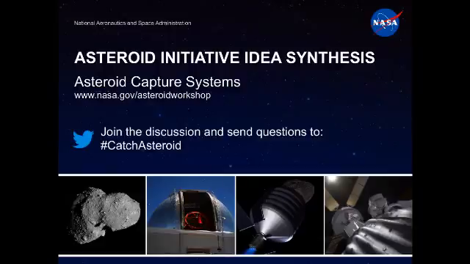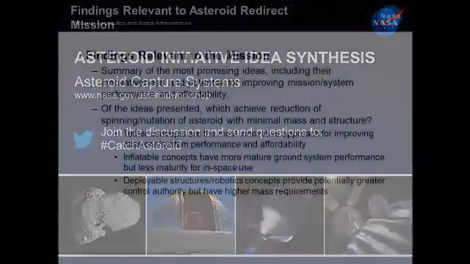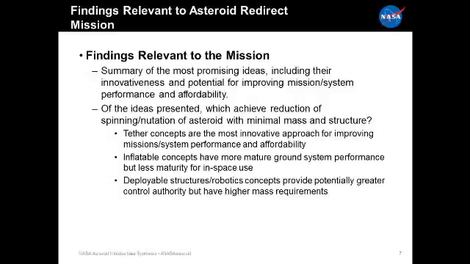I want to advance a couple of charts. All right, so the first chart is a summary of the most promising ideas, including their innovativeness and potential for improving the mission and system performance. From my review of the presentations, what I wanted to focus on were which concepts achieved the reduction of the spinning or nutation of the asteroid with the minimal mass and structure.